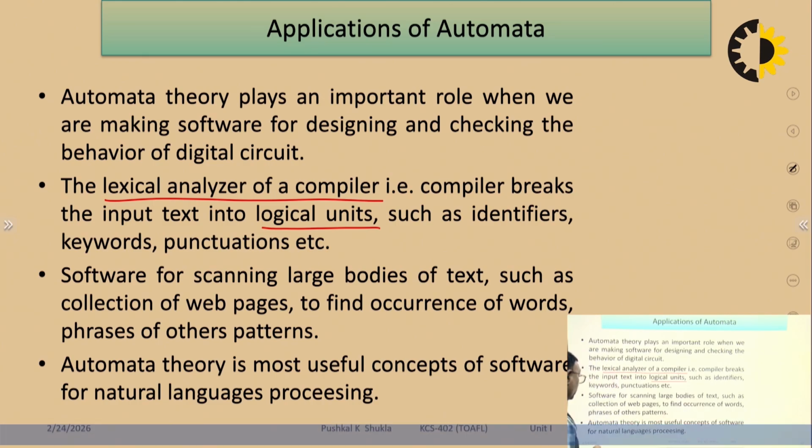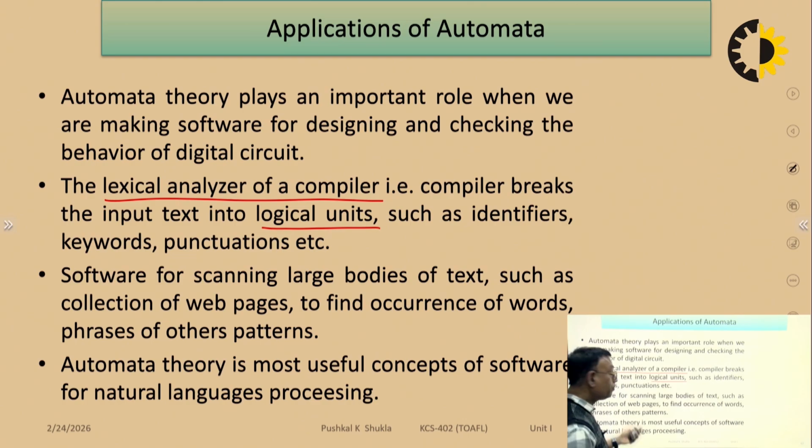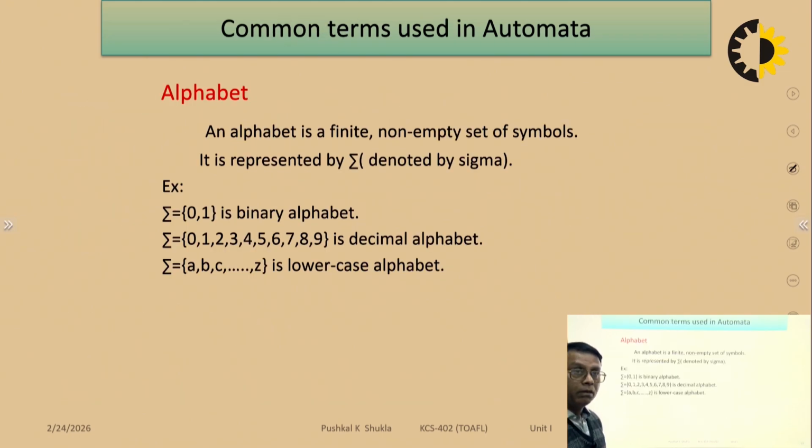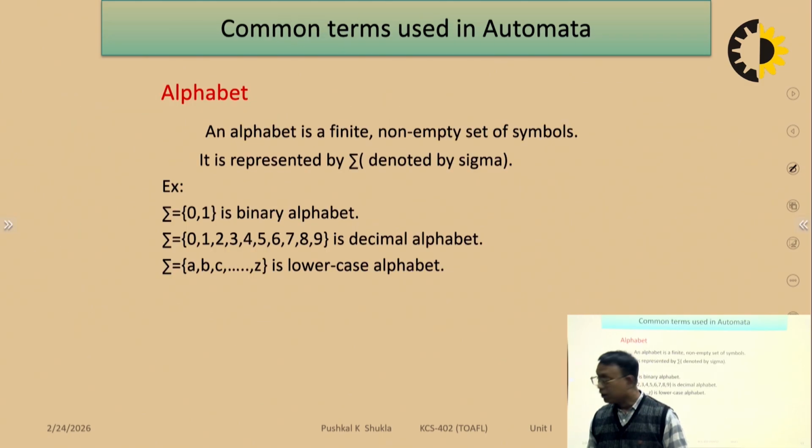Then the next use is software for scanning large bodies of text, such as collections of web pages, to find occurrences of words, phrases, or other patterns. Automata theory is also a very useful concept in software for natural language processing. So these are the application areas where automata are used. Now, common terms used in automata.